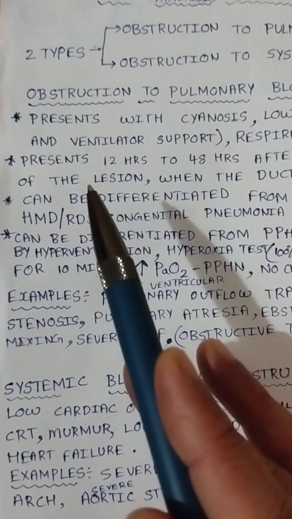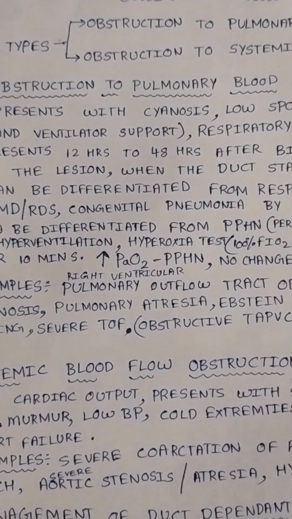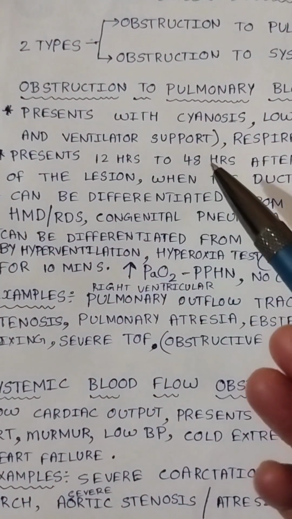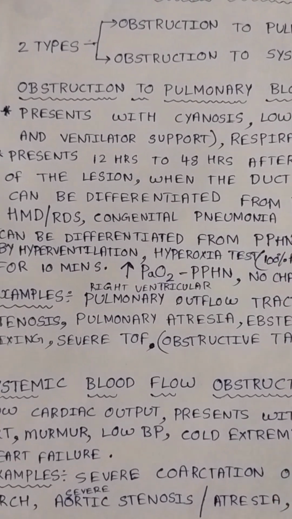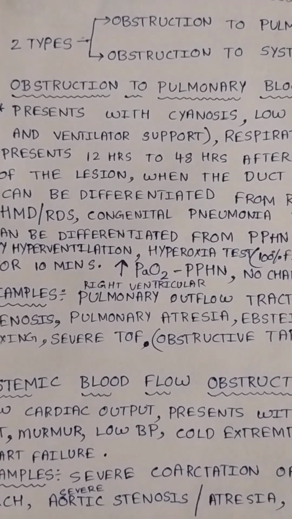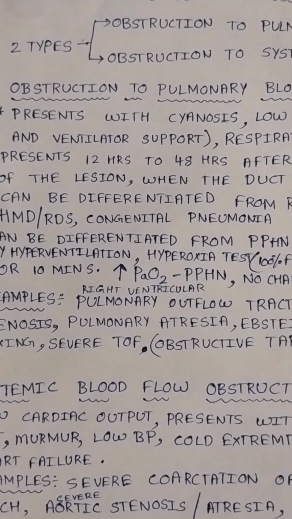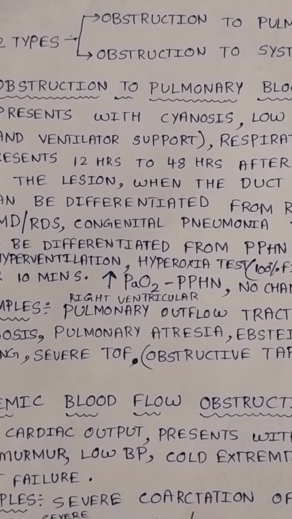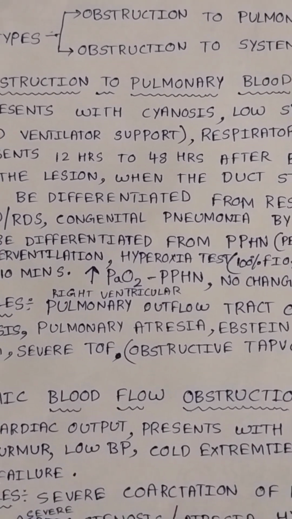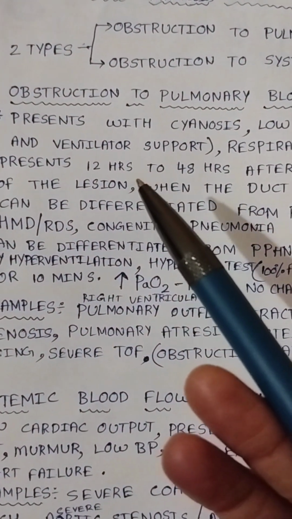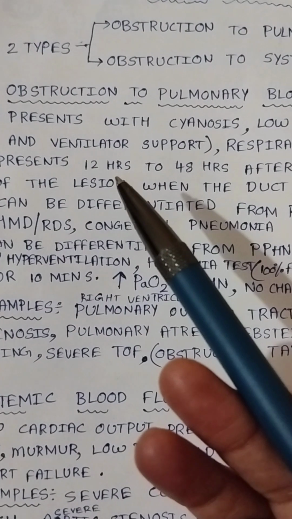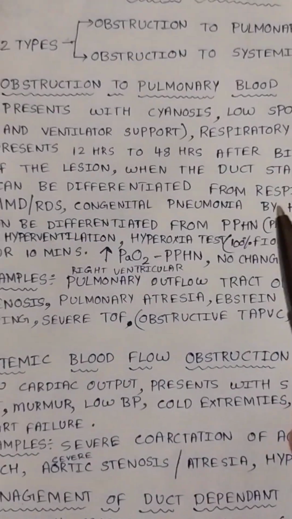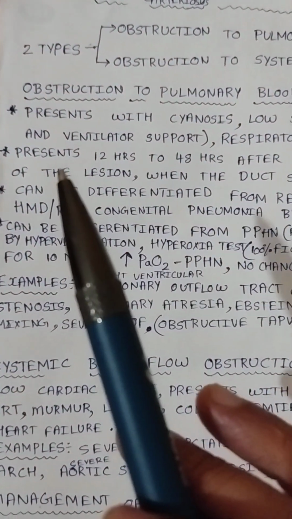It presents 12 hours to 48 hours after birth, because the PDA will completely close in 12 to 48 hours after birth. Until the PDA is open, the deoxygenated and oxygenated blood will mix, and it will help in the supply of blood to either the lungs or the systemic circulation. But when the PDA starts closing, with complete closure occurring from 12 to 48 hours, at that time the clinical features of these lesions will present.